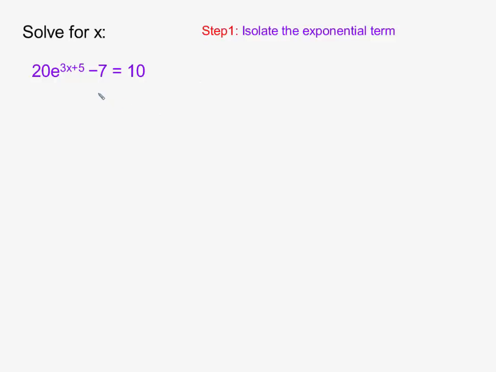The first thing I'm going to do is add 7 to both sides, in which case this simplifies down to be 0 on the left-hand side, and on the right-hand side I simply get 17. Next, since the 20 is being multiplied, I will divide both sides by 20, and since 20 divided by 20 is 1, we usually don't write multiplication by 1, I would just be left with e to the 3x plus 5 is equal to 17/20. I'm done with step 1.